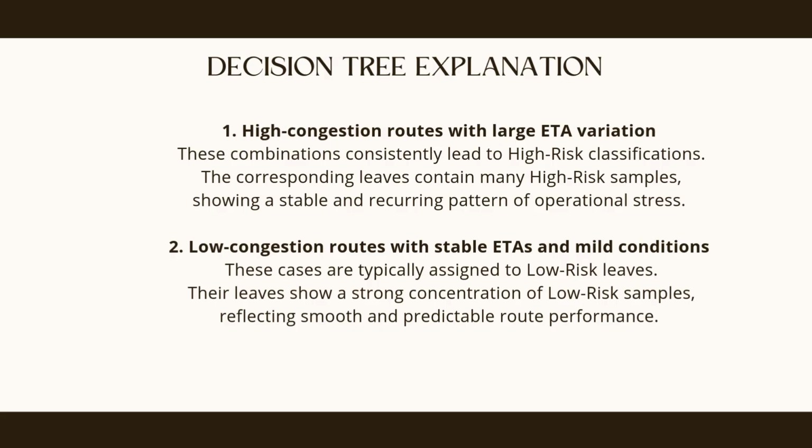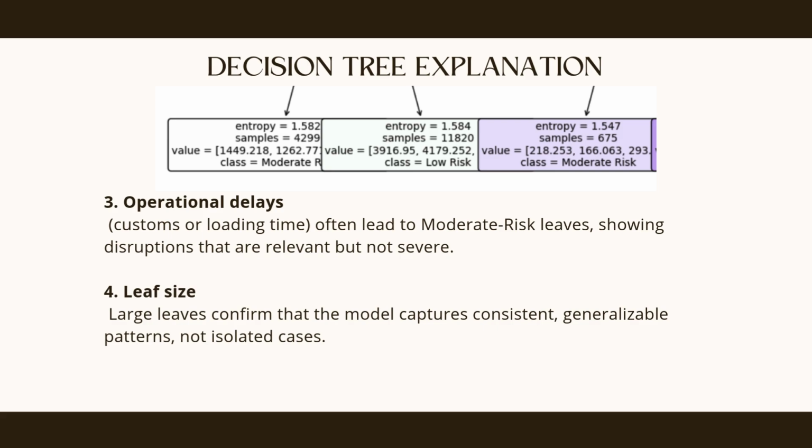Looking more closely, we find two clear patterns. First, high congestion routes combined with large delivery time end in risk leaves with many samples. That means the pattern is stable and not just outliers. Second, routes with low congestion, stable ETAs, and mild external factors usually land in low risk, reflecting smooth and predictable performance. The third thing we can see is the operational delays, for example, longer customs clearance or longer loading time.